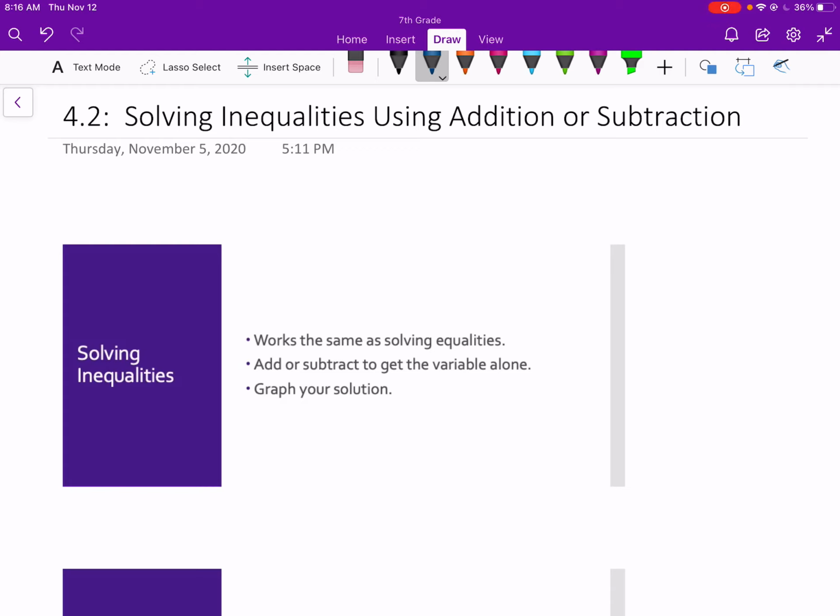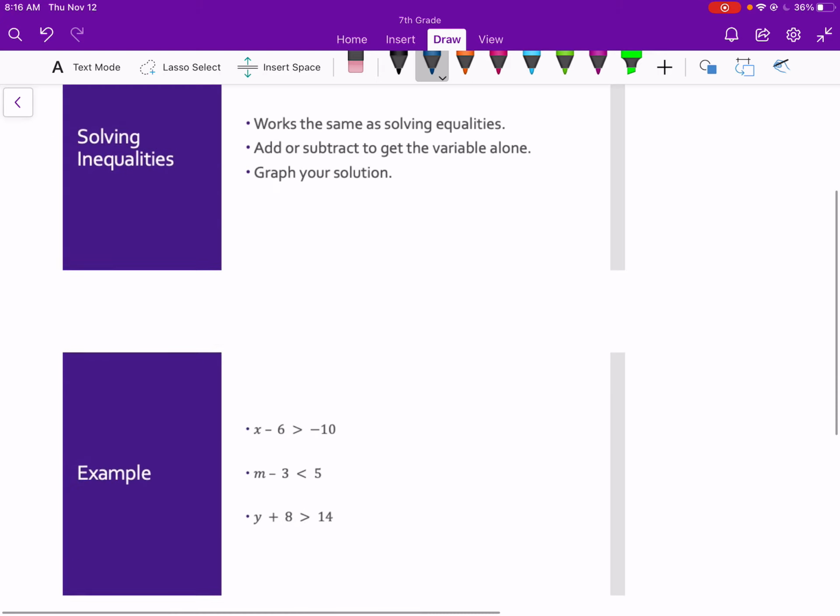This is section 4.2, solving inequalities using addition or subtraction. So we're going to solve inequalities, and it turns out that it actually works the same way as solving equalities or equations. You're going to add or subtract to get the variable alone, and then graph your solution.